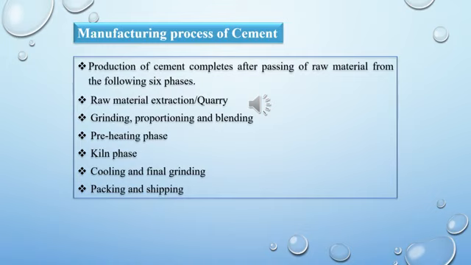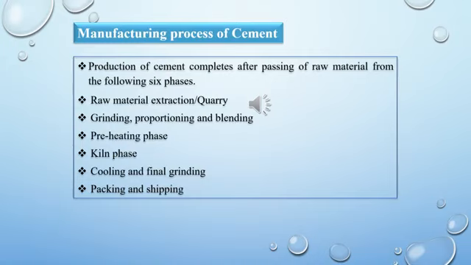So our fourth phase is the kiln phase. As you know, the kiln is an insulated chamber like an oven which produces heat, which is necessary for the different chemical reactions which are necessary for the production of cement.